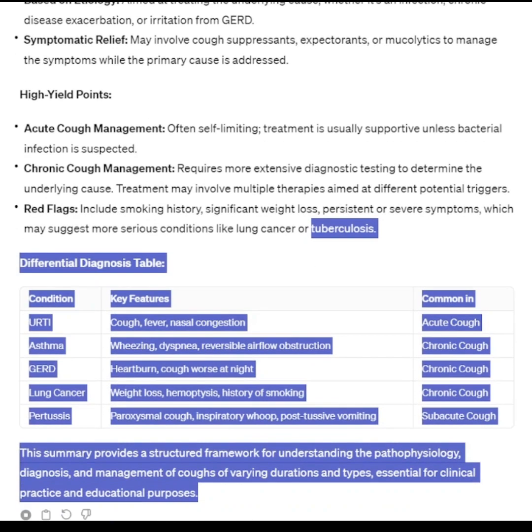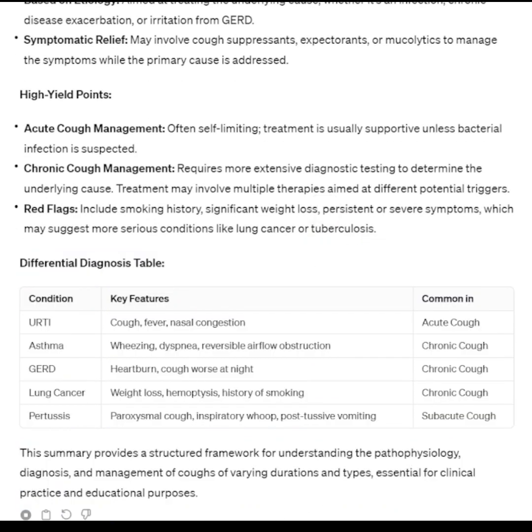This summary provides a structured framework for understanding the pathophysiology, diagnosis, and management of coughs of varying durations and types, essential for clinical practice and educational purposes.